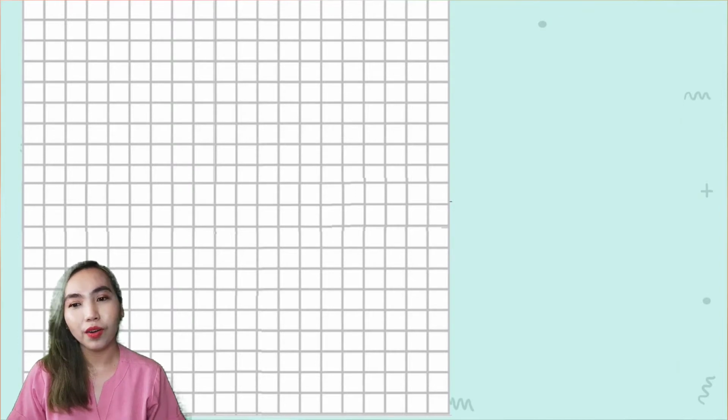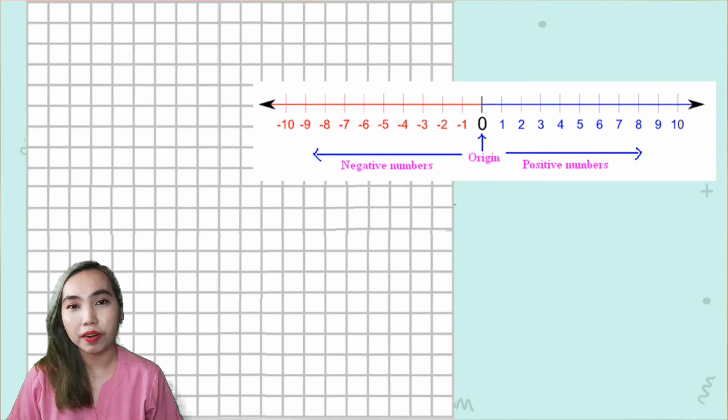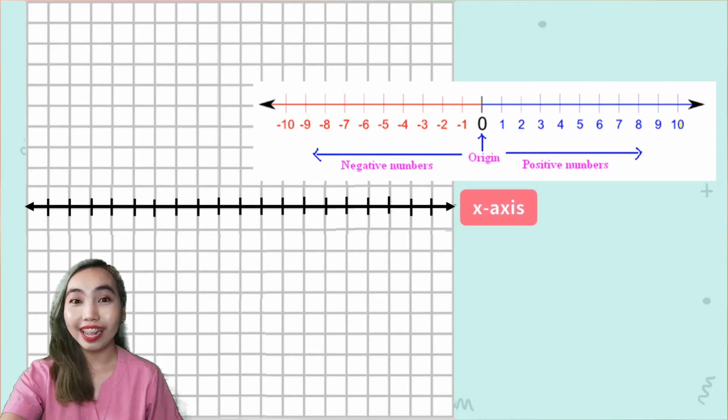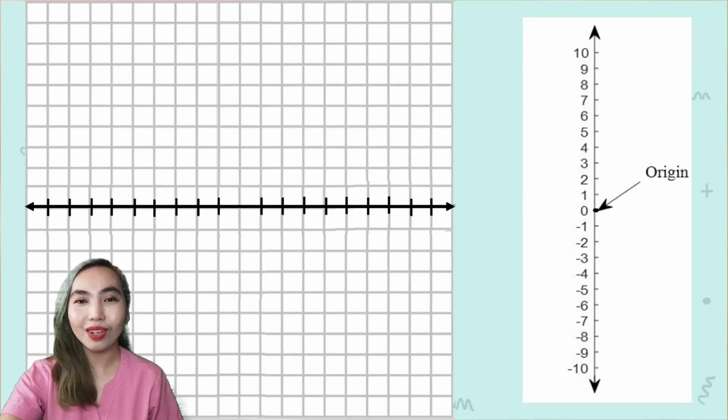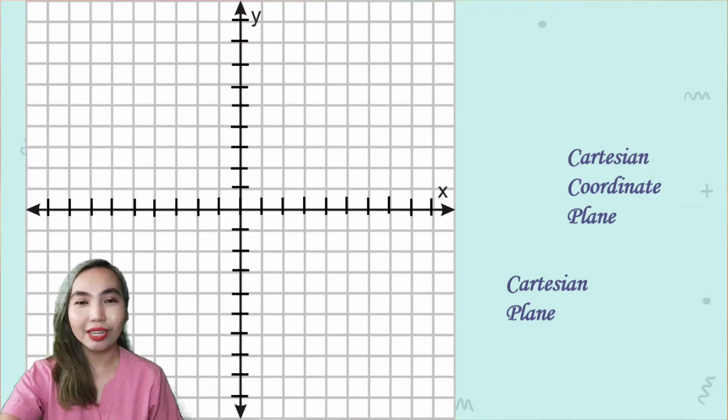So in a Cartesian coordinate plane, it consists of two number lines. One number line is the horizontal number line, which has positive numbers and the negative numbers, and that is called the x-axis. Next is the vertical number line, that is also known as the y-axis. This is called Cartesian plane, Cartesian coordinate plane, or rectangular coordinate system.